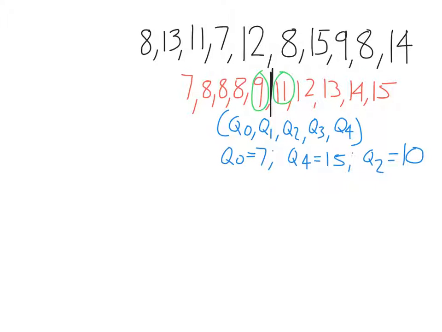So now I just need to calculate Q1, the first quartile, and Q3, the third quartile. Q1 is the median of the lower half. So I've divided the data into lower half and upper half.